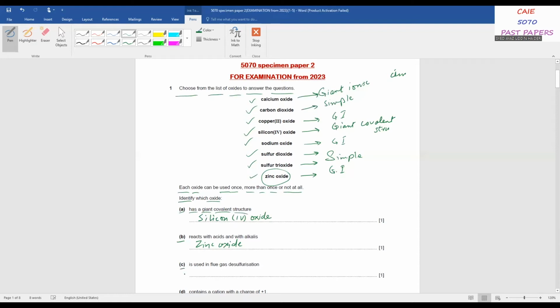C is used in flue gas desulfurization. You can either have calcium oxide, copper 2 oxide, or sodium oxide. We know that copper 2 oxide is less reactive, it's not very much reactive, while sodium oxide is highly reactive, it reacts with everything. Calcium oxide is the oxide which is used in flue gas desulfurization for neutralization of acidic oxides. Calcium oxide.